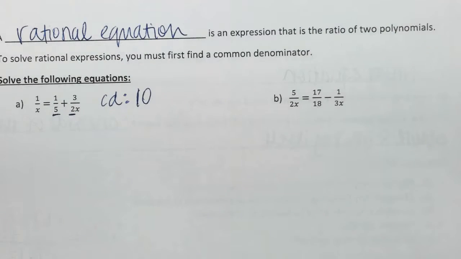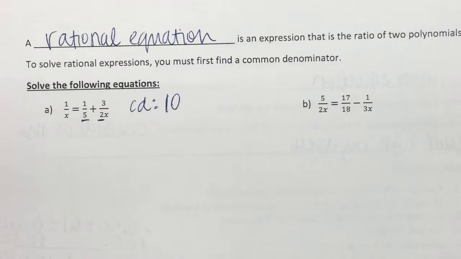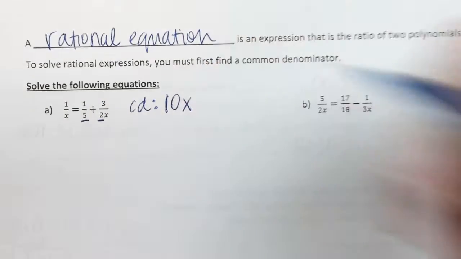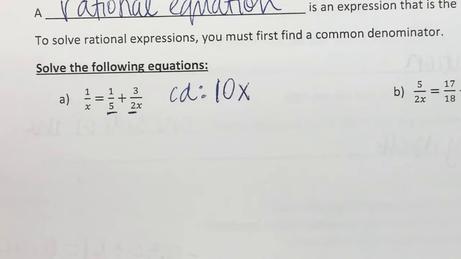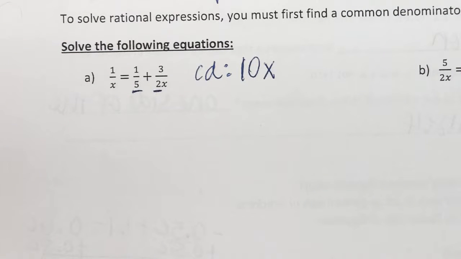The exponents are the same in this one, right? The exponents of x are what? 1. So we're going to keep the largest one, which is 1. So the common denominator for this entire equation is going to be 10x.